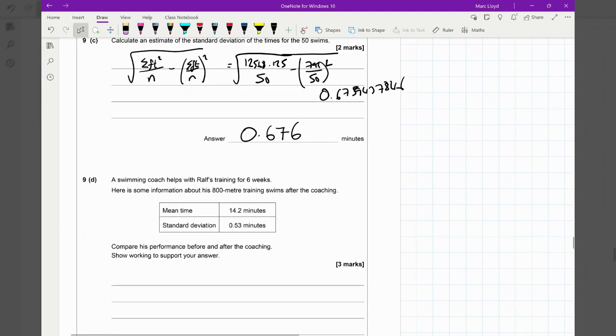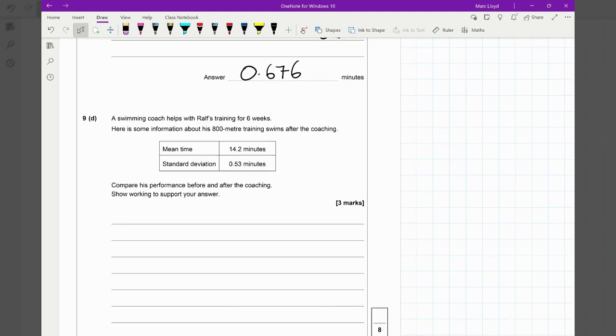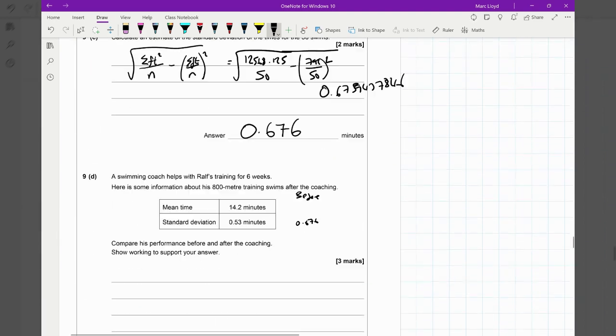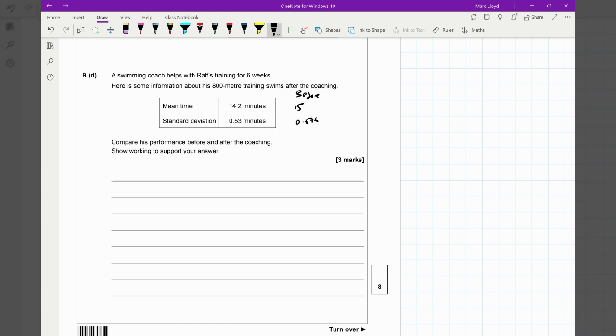Okay, so we're on to part D now. Swimming coach helps with Ralph's training for 6 weeks. Here is some information about his 800-meter training. Swims after his coaching. So I'm just going to put before here. 0.676. And what was his mean? 15.84. Oh, he's got better, hasn't he? But how? Compare his performance before and after.